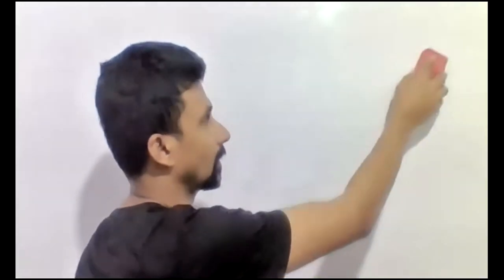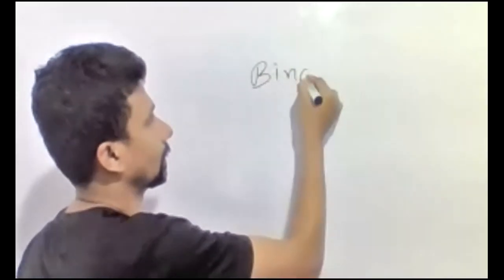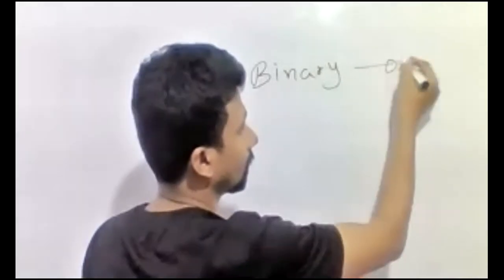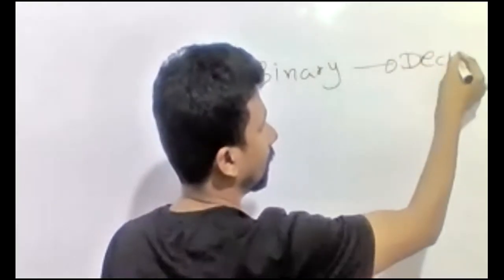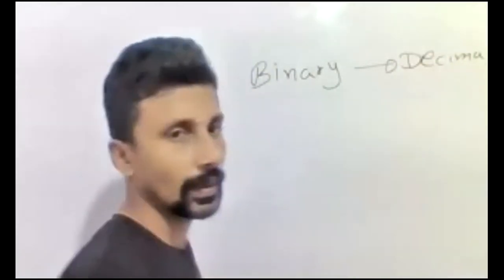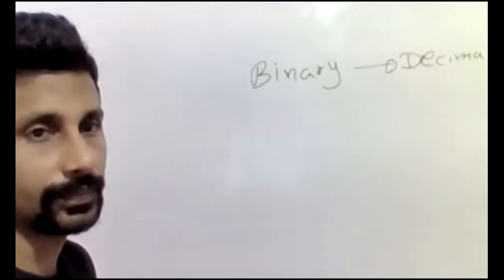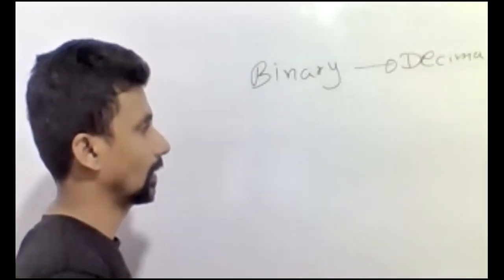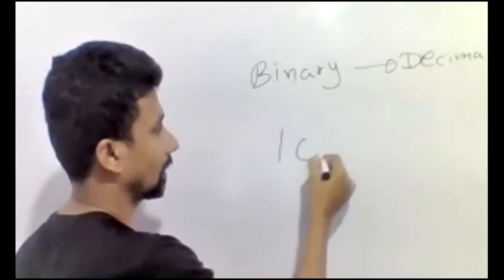Then we'll see, if you get a binary number, how to convert it to decimal, right? How to convert it to decimal. Now I'll take a binary value something like this.